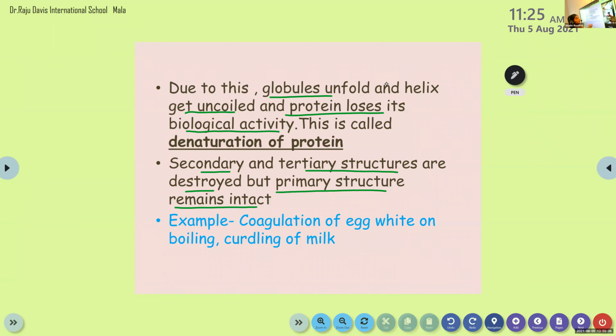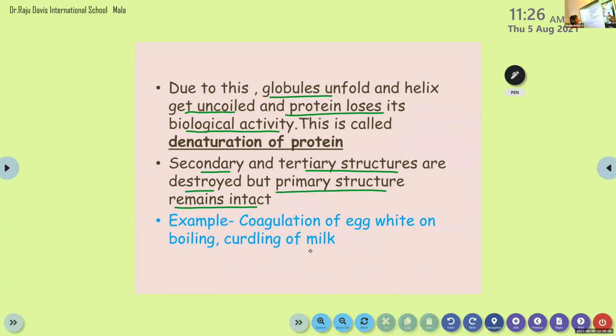So we know that egg and milk are very rich sources of protein, right? When heated, they turn into other substances. That means coagulation of egg white on boiling, and curdling of milk. These are all examples of denaturation of protein. On heating, the liquid substance turns to a solid one, right? In the case of egg, on coagulation, the egg white is changed to a solid substance. So it is due to denaturation of protein.